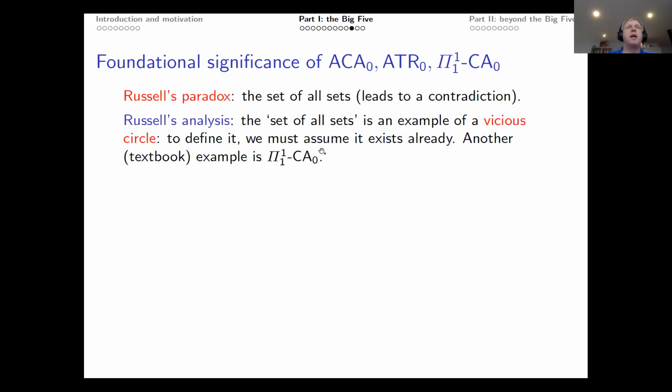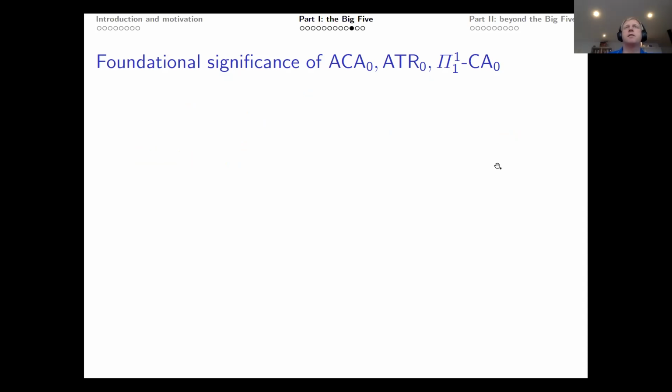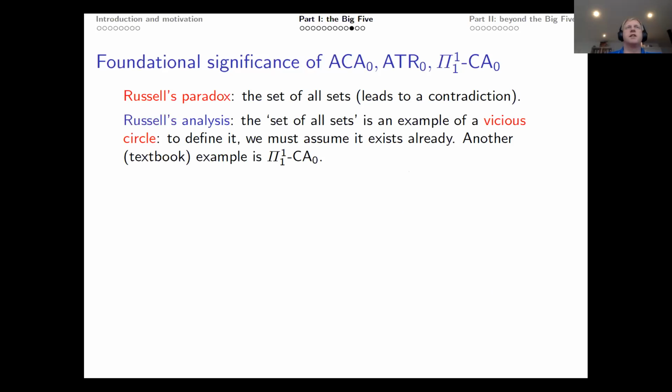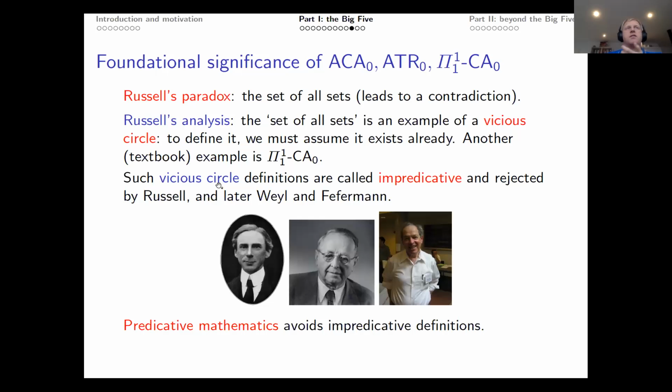A textbook example, by the way, is Pi11 comprehension, if you want something more real. Because we're defining this set, and how do we define it? By quantifying over all sets of natural numbers. But we're trying to define this set, which is encapsulated in this quantifier. And this is what Russell said is bad. This is a vicious circle definition, which is also called impredicative. And this is rejected by Bertrand Russell, whom we have here, and later Hermann Weyl and Solomon Feferman.